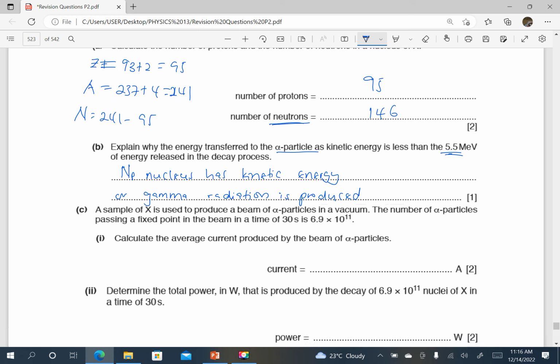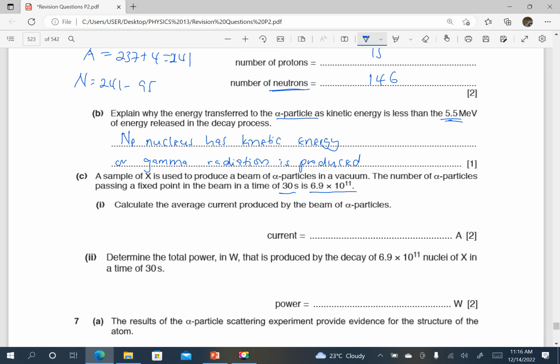A sample of X is used to produce a beam of alpha particles in a vacuum. The number of alpha particles passing a fixed point in the beam in a time of 30 seconds is 6.9 times 10 power 11. Determine the average current produced by the beam of alpha particles. By definition, current is the rate of flow of charge carriers, and total charge is the number of charge carriers times the charge of one particle, divided by t.